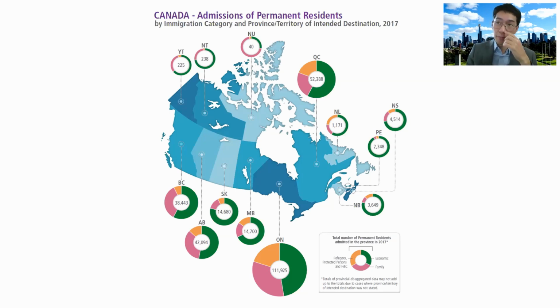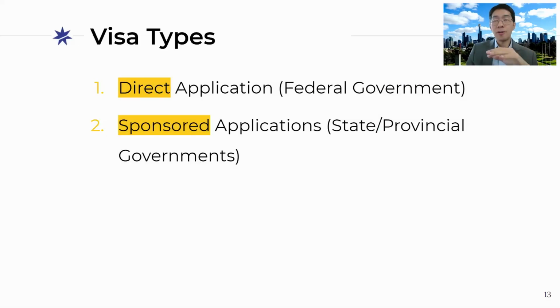It's broken down into, you can see that they've got refugees, economic, and family. Again, like the previous slide, it's broken down into different subcategories. So the one that is more relevant to you guys is the economic movement in for both countries.